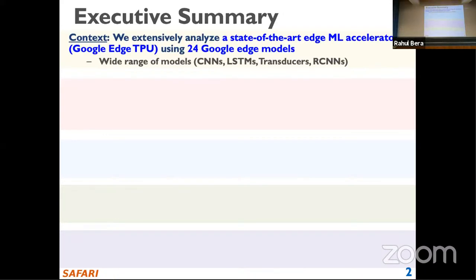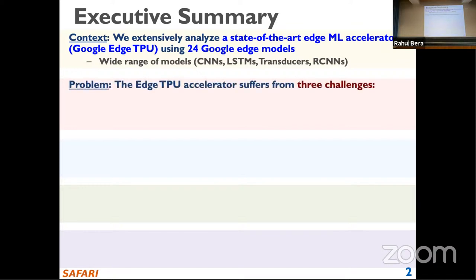Just to give some context, we went to Google and started analyzing the machine learning models that they were running on the state-of-the-art machine learning accelerator, the Google Edge TPU. We use 24 different Google Edge models, varying from convolutional neural networks, LSTMs, transducers, and CNNs. Those are actually production models that are used in your Pixel phone or in some other Google edge products, like Google Home.